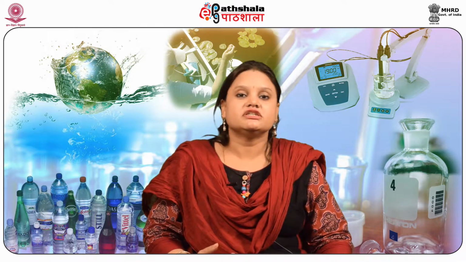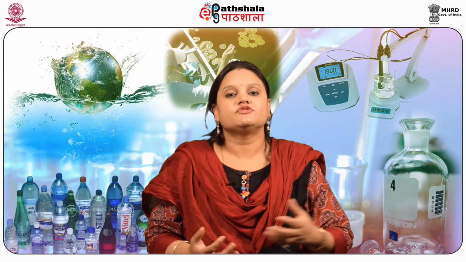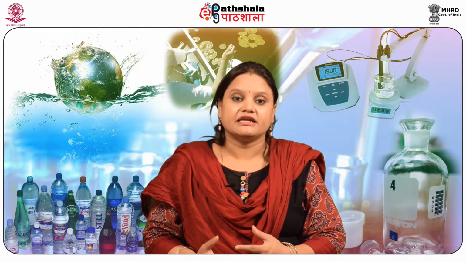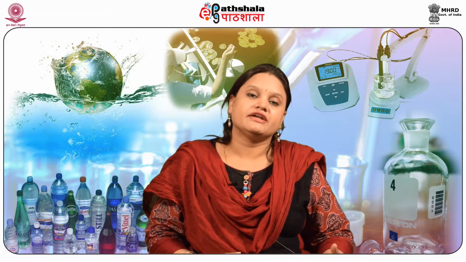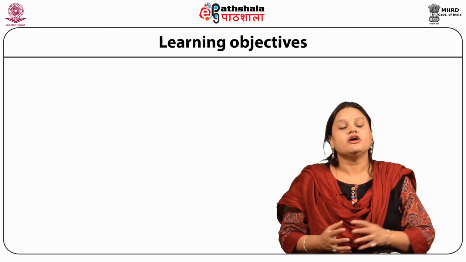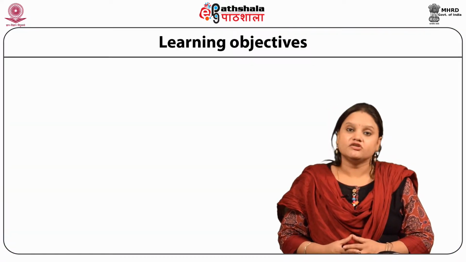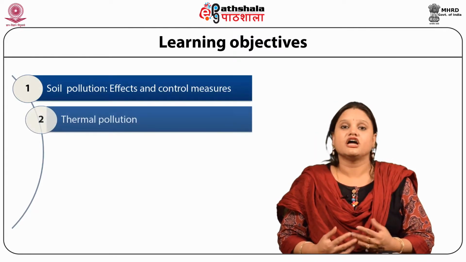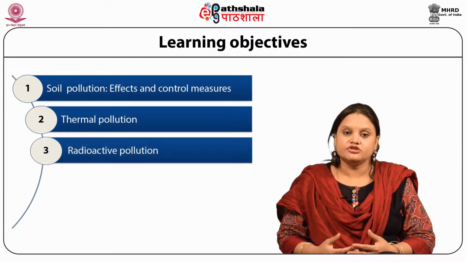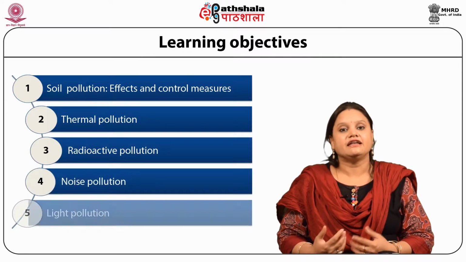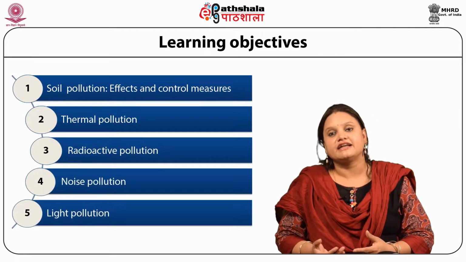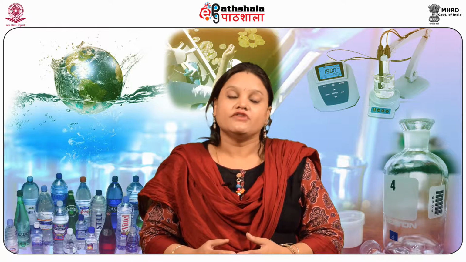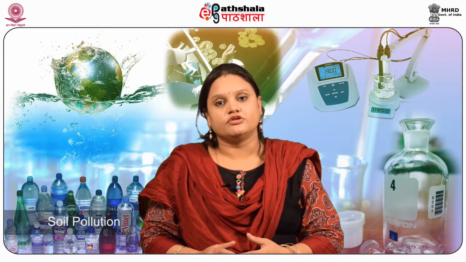Today we are going to discuss the module Types of Environmental Pollution 2, under the paper of Environmental Analysis. The learning objectives of this module include soil pollution, its effects and control measures, then thermal pollution, radioactive pollution, noise pollution and light pollution, their effects and their control measures. First of all, we discuss soil pollution.